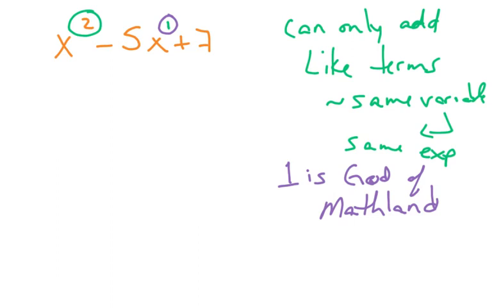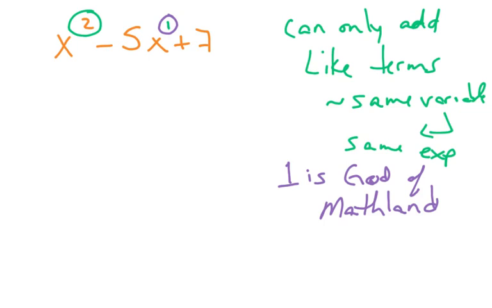The 7 at the end does not have an x. So that's not like the other ones either, because the other ones have a variable and that one does not. So these three terms are not like terms. And that's why that would be as simplified as you could go with that problem. We can't do anything else with it because we can't combine things that are not alike.